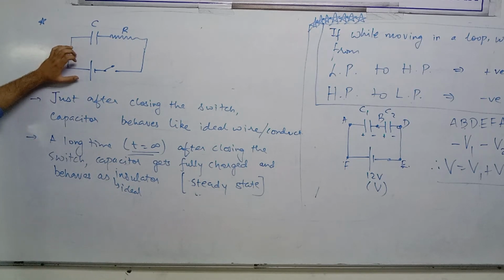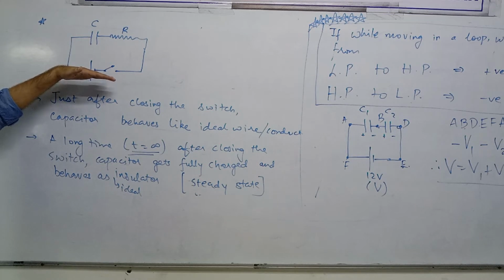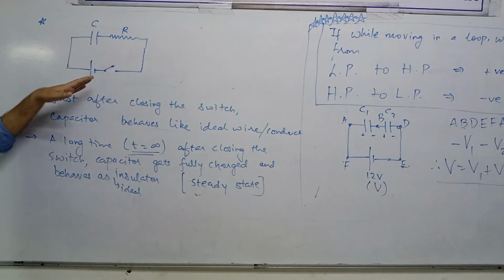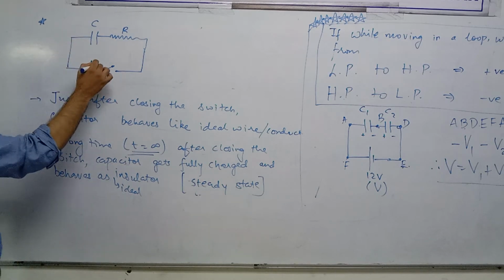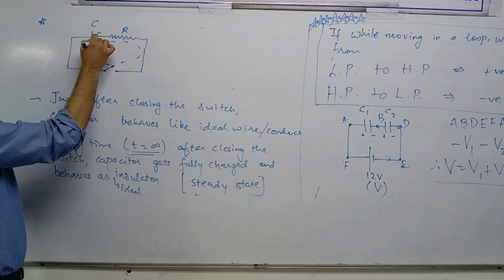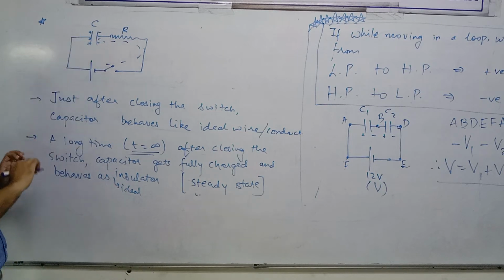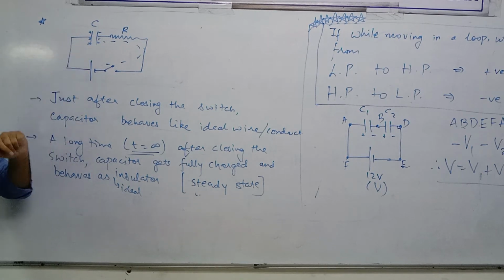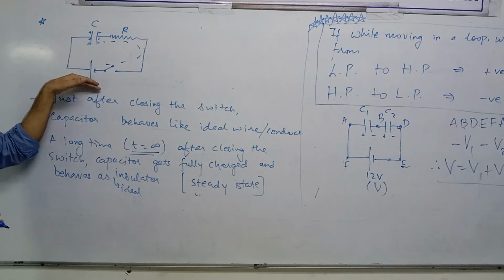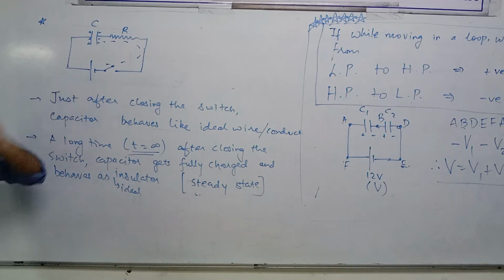So suppose you close this switch. The moment you close it, the battery will try to make charge flow. Electrons will start flowing and this capacitor will start storing some charge. As the charge increases, the voltage of the capacitor will increase. A point will come where the capacitor voltage and battery voltage become equal. That's it. Then the charging process will not continue. It will stop over there.